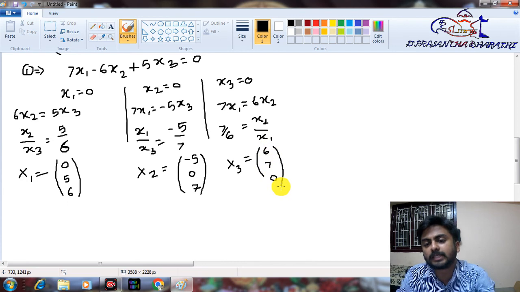So you can substitute these values in the given equation. So 7 into 0 is 0, then minus 6 into 5 is minus 30, plus 5 into 6 is plus 30, minus 30 plus 30 will become 0. So this is correct. And now minus 5, 0, 7: minus 35, 0, plus 35, it will become 0. So this eigenvector is also correct. Now 6, 7, 0: 6 7s are 42, minus 6 7s are minus 42, so plus 42 minus 42 plus 0 will become 0. So this eigenvector is also correct.